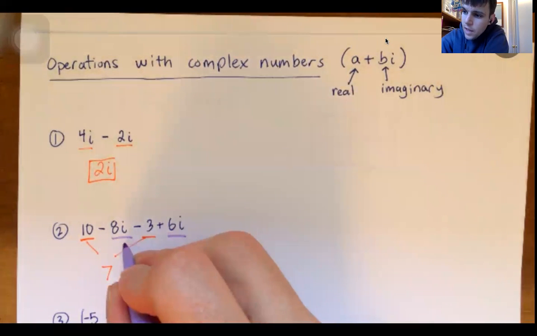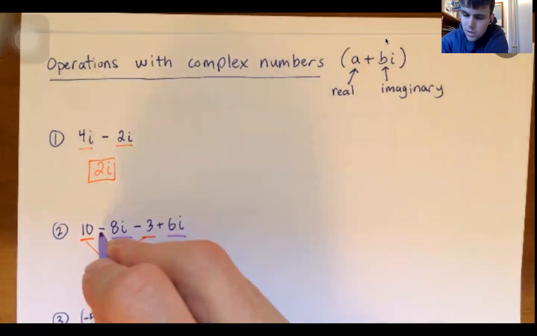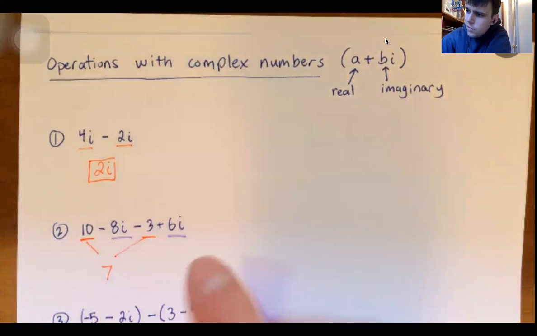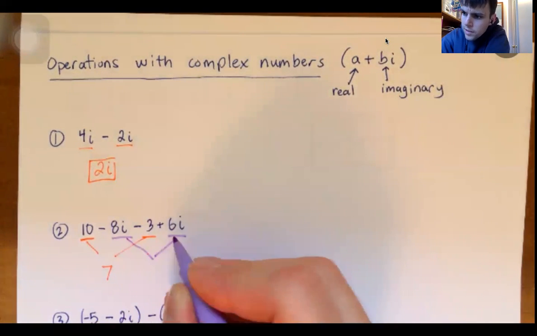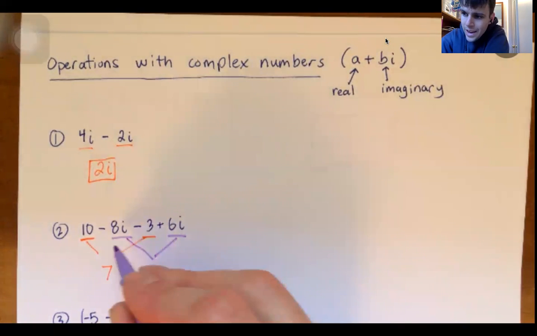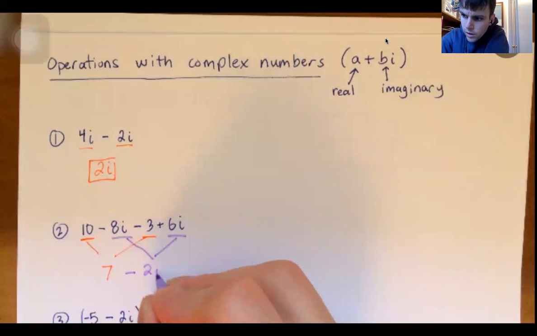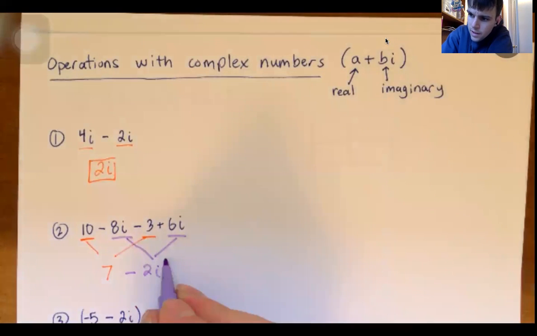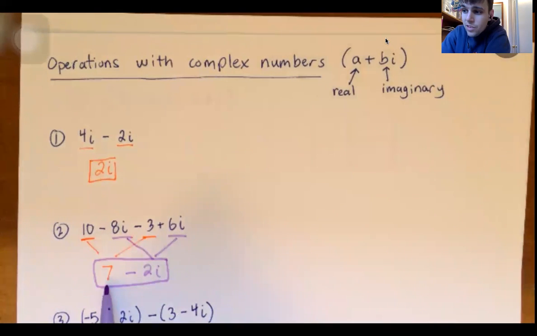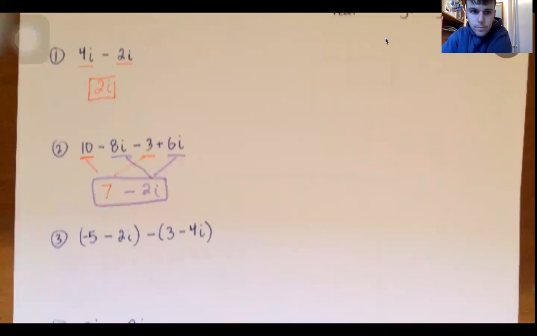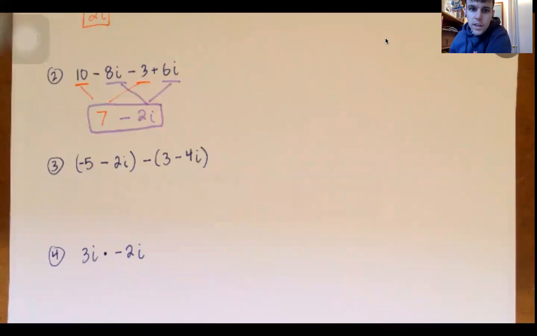And then I have negative 8i. I'm going to treat this as a negative because there's a minus in front of it. Negative 8i plus 6i. So negative 8 plus 6 is negative 2i. And these two pieces together are my answer. My answer is a complex number. It has a real part and an imaginary part, 7 minus 2i. We can move on here.